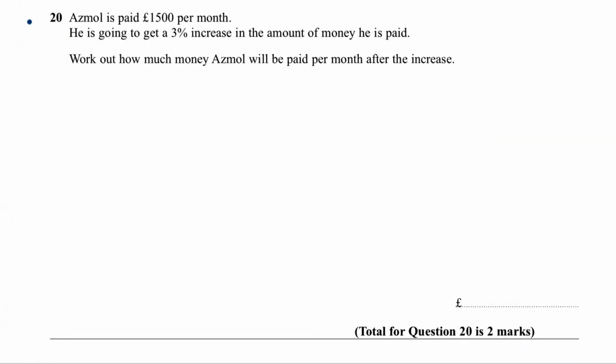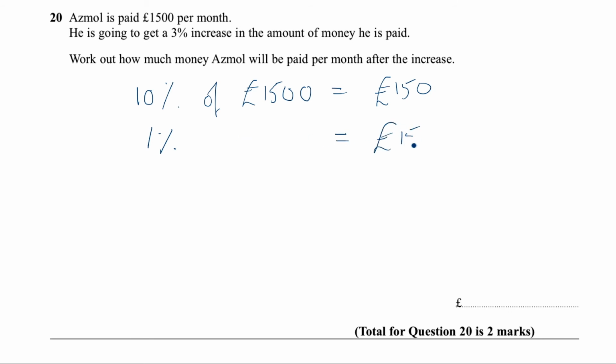Question 20. Asmol is paid £1,500 per month. He's going to get a 3% increase in the amount of money he's paid. Work out how much money Asmol will be paid per month after the increase. Well, the easiest thing to do is to start off with 10% of 1,500, and all we've got to do is divide by 10, so that is £150. Now find 1%, so divide by 10 again, that's £15. Now find 3%, because that's 3 lots of 15, that's £45.